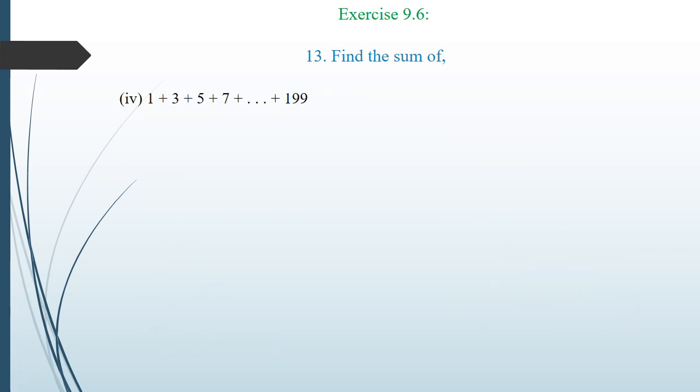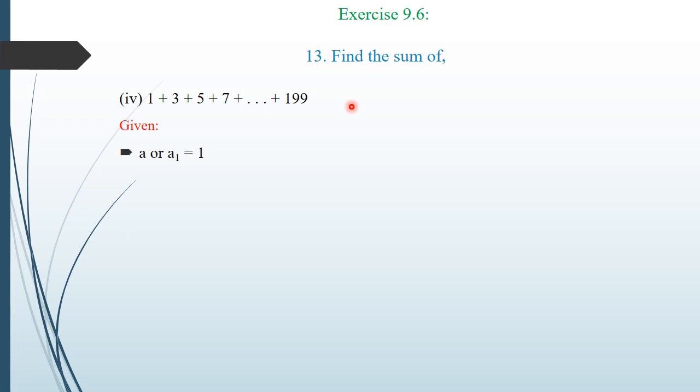Next question says find the sum of 1, 3, 5, 7 and so on up to 199. If you carefully observe, this is nothing but the sequence of odd numbers starting from 1 up to 199, and we need to find the sum of odd numbers up to 199 beginning from 1. Even this question is similar to the last three questions we just solved. In a similar manner, we are going to go ahead with this question as well.